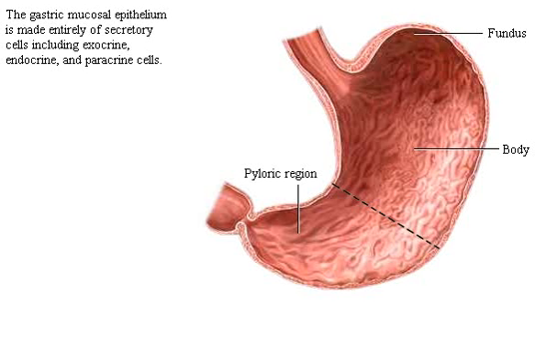Mucus is secreted throughout the stomach. Pepsinogen is secreted throughout the stomach. Acid and intrinsic factor are secreted together from the same cells in the fundus and body of the stomach.